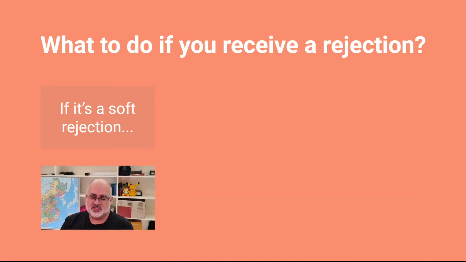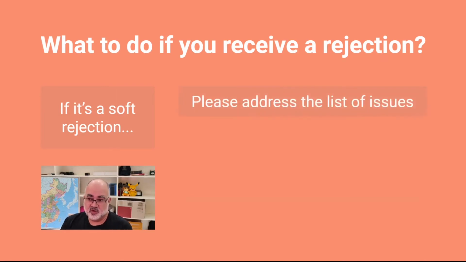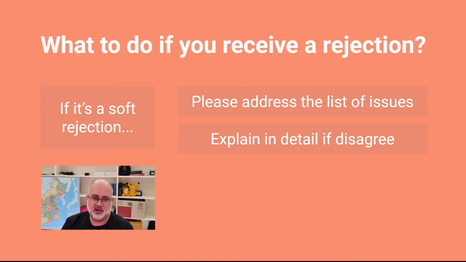If you get a soft rejection, then you're going to get a list of issues that we'd like you to address, so please go ahead and do that. If there's a certain issue that you don't agree with, you can go back to the reviewer and say, hang on, I don't agree with this one. As long as you're providing detail with some logical reasoning about why you think that you should be allowed to do something, the reviewer will consider that.